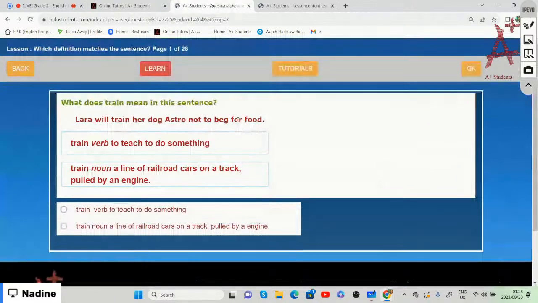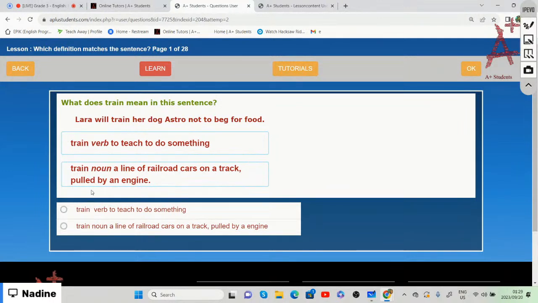What does train mean in the sentence? We need to say what does train mean in this sentence. Laura will train her dog Astro not to beg for food. Does it mean train, which is a verb, which is to teach someone to do something? Or train, which is a noun, a line of railway cars on a track pulled by an engine? Laura will train her dog Astro not to beg for food.